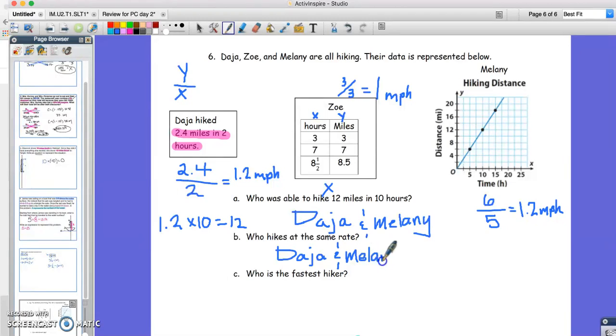And then the last one, who is the fastest hiker? Well, since we have the unit rates, we can compare easily. Zoe goes 1 mile per hour, Deja and Melanie go 1.2 miles per hour, and to be faster, you would cover more miles in the same amount of time. So again, for the third straight part of this question, Deja and Melanie are the fastest hikers in the group. Deja and Melanie are killing it, and Zoe needs to step her game up.